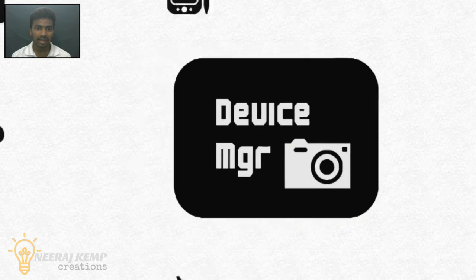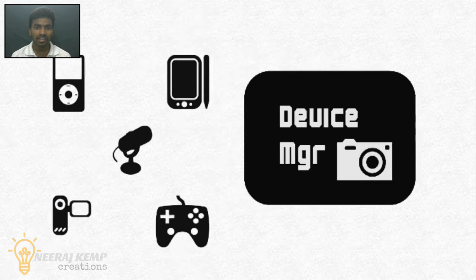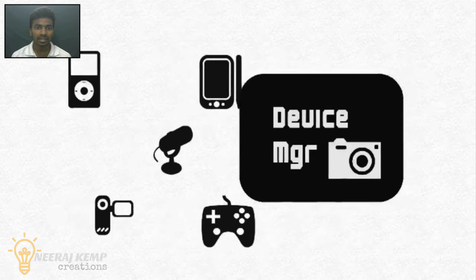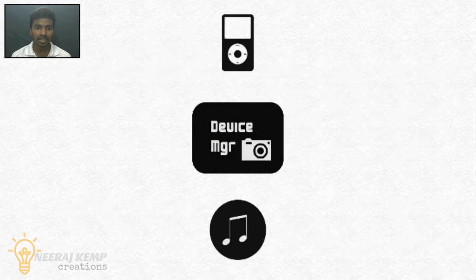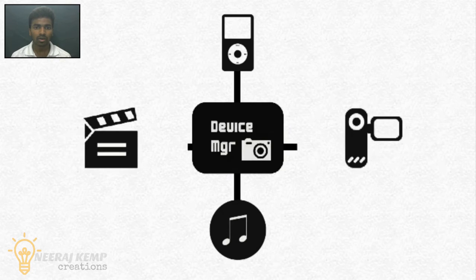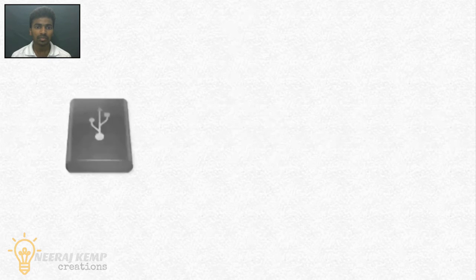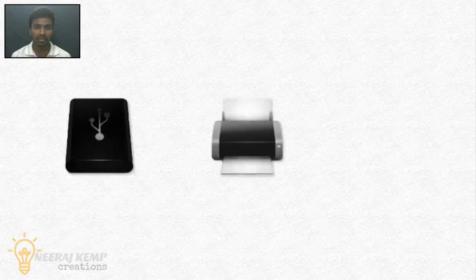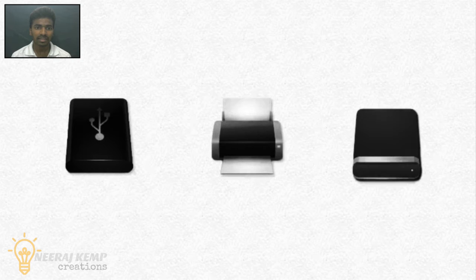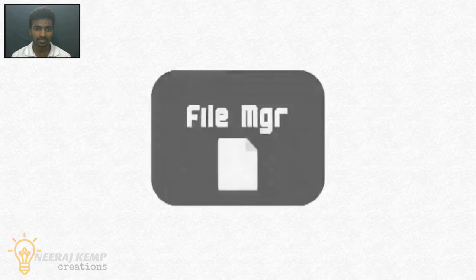The device manager monitors every device channel and control unit. It has to choose the most efficient way to allocate all of the system devices that are connected to the computer. USB sticks, printers, and external hard drives are examples of this.